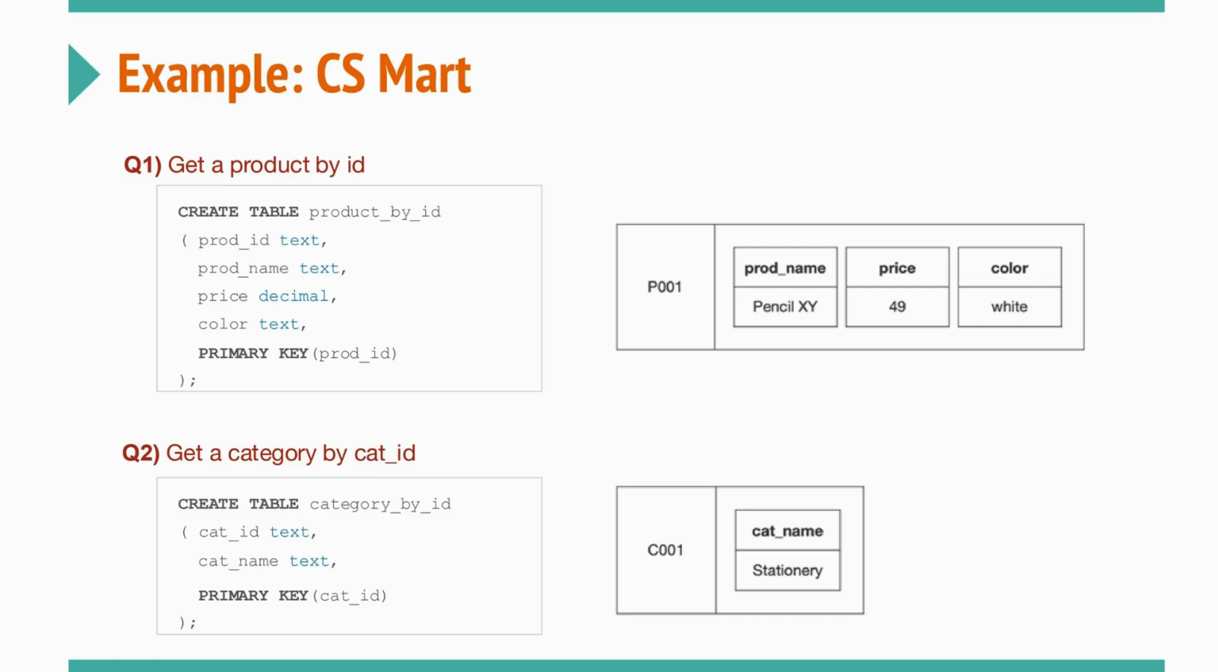Okay, let's design tables for the first 2 queries. For Q1, get a product by ID, this is easy. We create a table called product by ID. The primary key and our partition key is prod ID. This table is designed perfectly to answer this one specific question. For Q2, get a category by its ID. It's the same logic. We create a table category by ID, with cat ID as the primary key. These first 2 are straightforward.